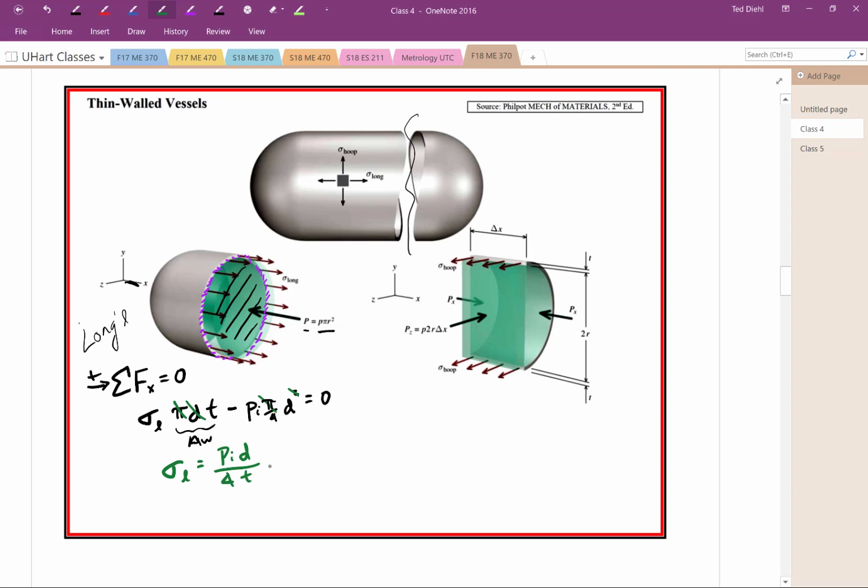Okay, so that's a much simpler equation. This is the one, if it passes a certain criteria of saying, hey, this is a thin-walled pressure vessel, that we would use for longitudinal stress. Similarly, we could deal with hoop by cutting it now. Instead of cutting it this way, we could take a section.